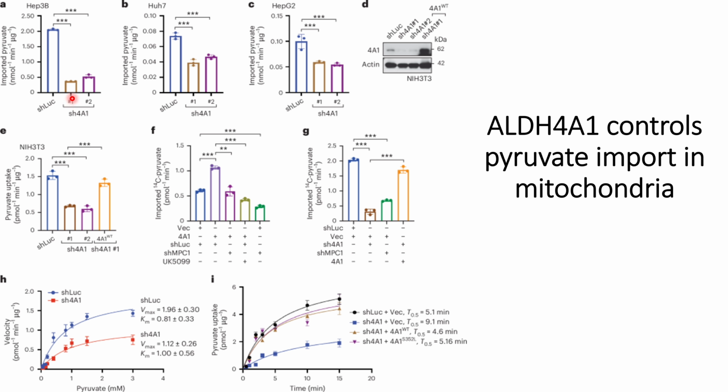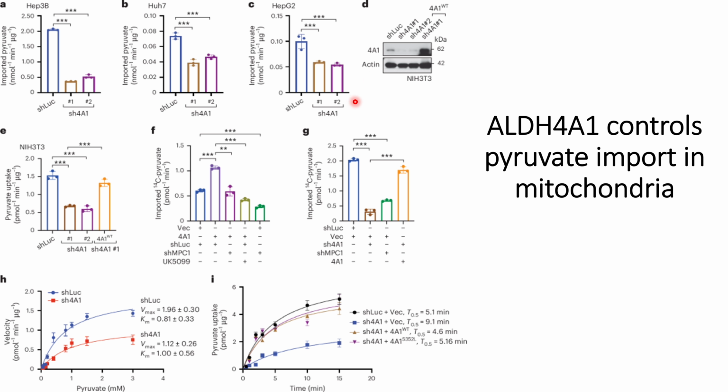they can see that in the ALDH4A1 knockdown conditions there is a low import of pyruvate inside the mitochondria. They checked it in different cancer cell lines such as HEP3B, HUH7, and HEPG2, and in all three cases they can see that there is a decrease in the imported pyruvate in the mitochondria when ALDH4A1 is knocked down.